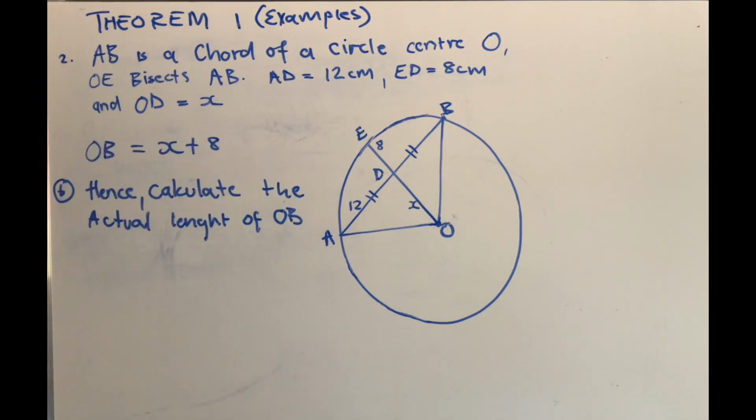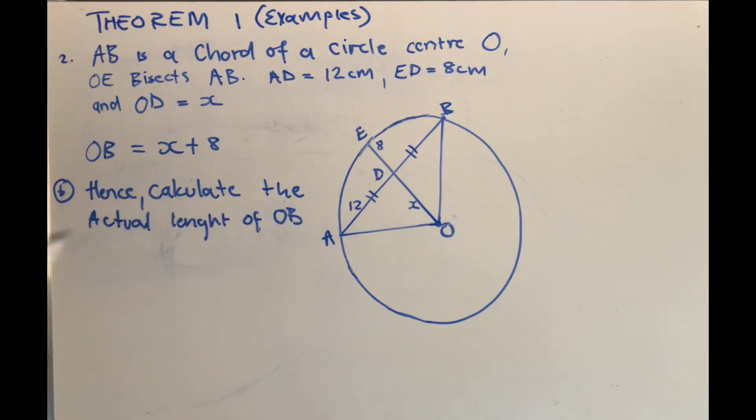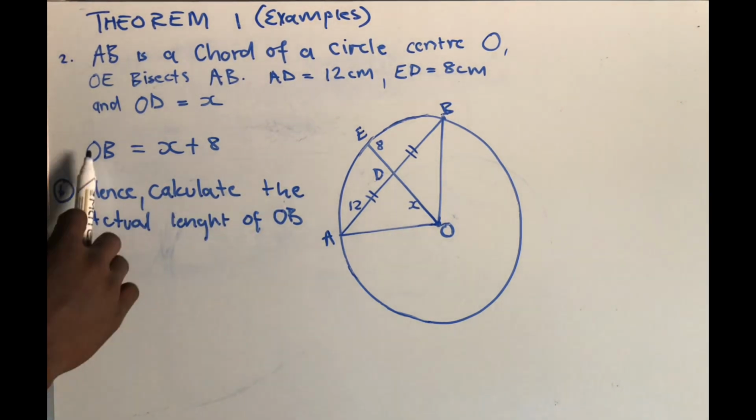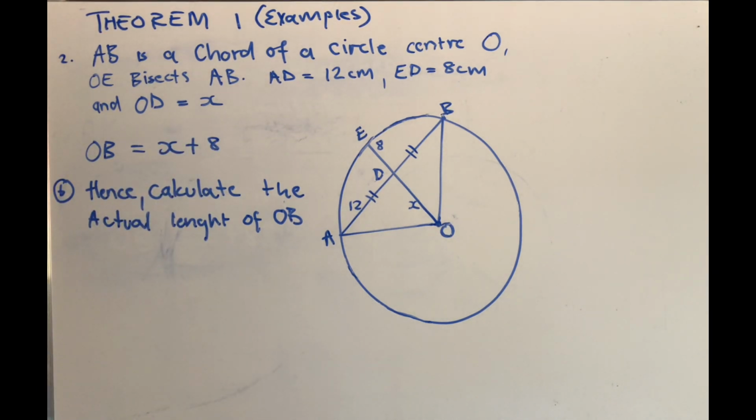The second question says, hence calculate the actual length of OP. We found that OP is X plus 8, but they want the actual length. That basically means we should calculate the value of X.